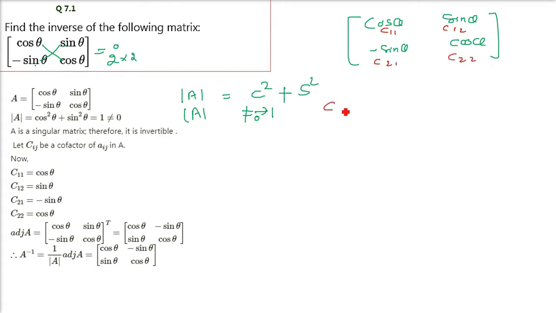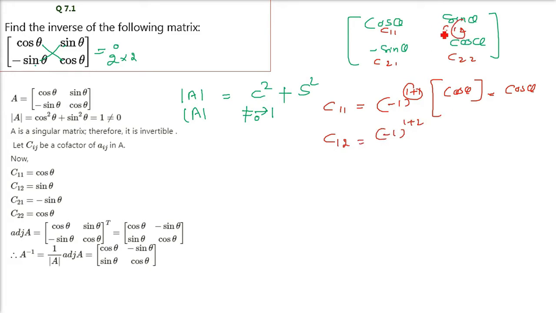So C11 is what? Minus 1 to the power 1 plus 2... rather, minus 1 to the power 1 plus 1, and then we leave the row and column where C11 intersects, only cos theta will remain. Minus 1 to the power 2 is 1 only, so it is going to be cos theta. Now we are finding C12. It will be minus 1 to the power 1 plus 2, and then leaving the row and column, we only get negative sine theta. So this is minus 1 to the power 3, which is negative, and negative times negative becomes positive, so sine theta.